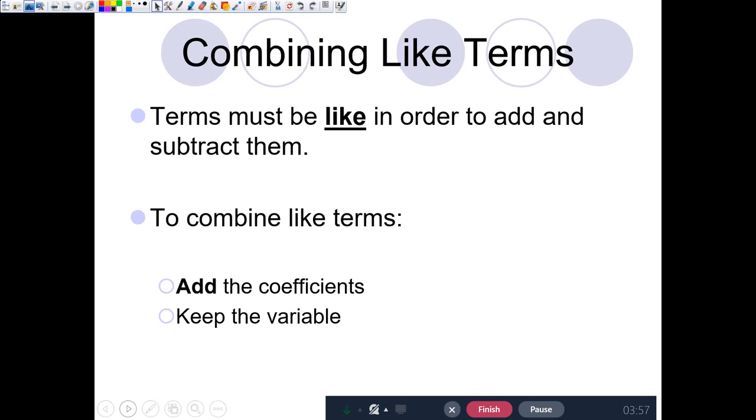Combining like terms. Terms must be like in order to add and subtract them. So if we're adding two things together, they must be like terms. Okay? And how we do this, we add the coefficient, the number out front, and then we keep the variable the same. Okay?